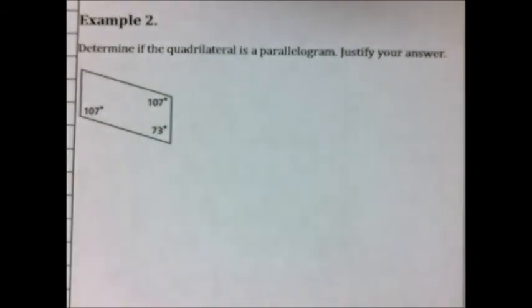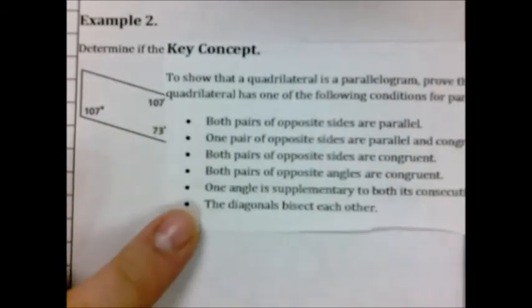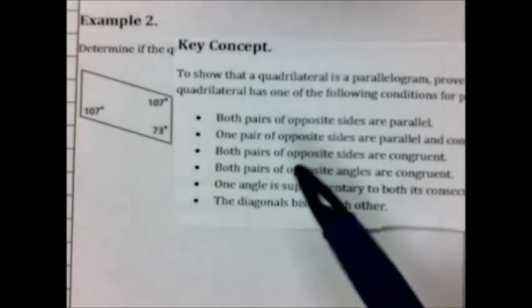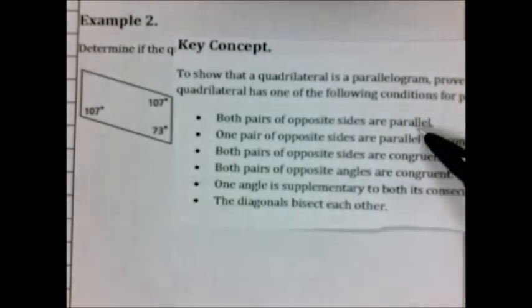Example 2 wants us to determine if the quadrilateral is a parallelogram and then justify our answer. Okay, so let's go ahead and do that. If we bring our key concept back out here, if one of these is true, then we could tell that the quadrilateral is a parallelogram. Do we know that both pairs of opposite sides are parallel? Well, no, we don't know anything about if they're parallel or not.